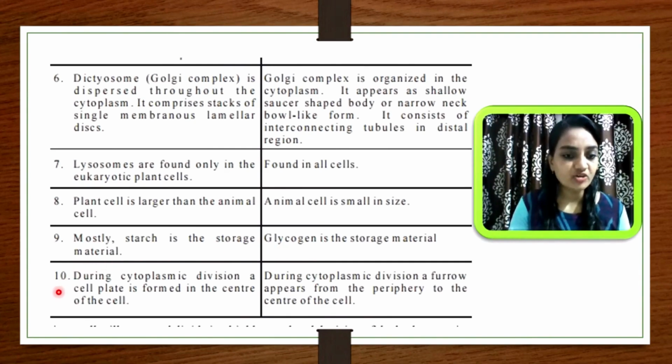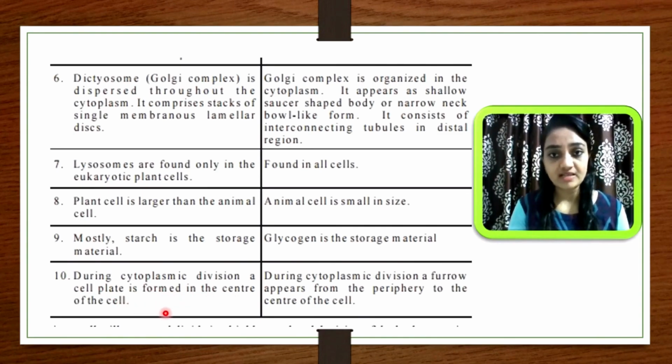The last point of this discussion: during cytoplasmic division, a cell plate is formed in the center of the cell. These points we will learn in chapter number 10 in detail. How a cell plate forms in the center of the cell and how cytokinesis will occur, all this detail we will learn in chapter number 10.